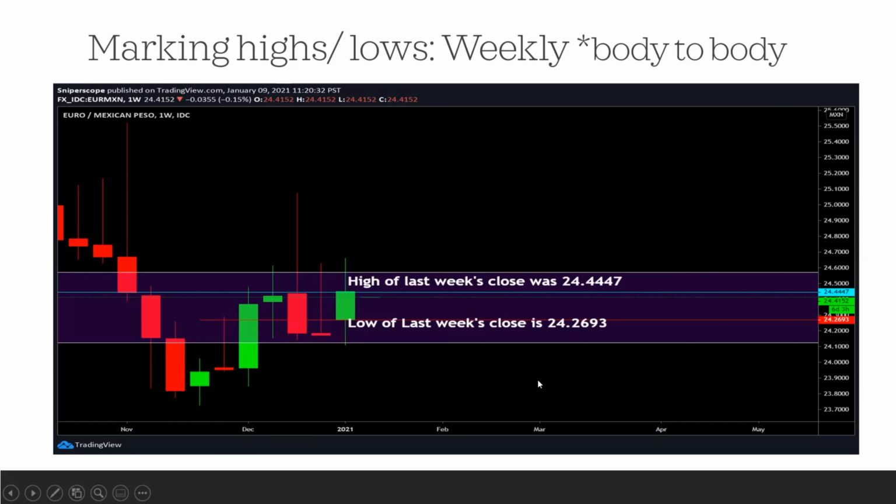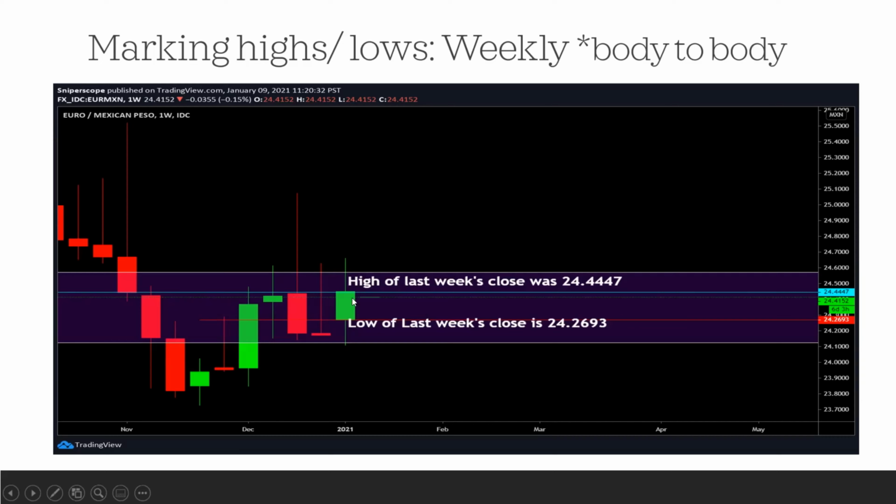Market highs and lows of the week. Say you're starting a new week and you're looking for the market to continue an uptrend or go into a downtrend, whatever your bias is, you still want to make sure you understand what the high of the week and the low of the week are. Those can be found body to body. As you can see, we're on the weekly chart here, and we want the weekly high price and the weekly low price. So once the new week starts, say we're looking at sales for Euro MXN, our high of the week was 24.447, and the low of the week was 24.26.